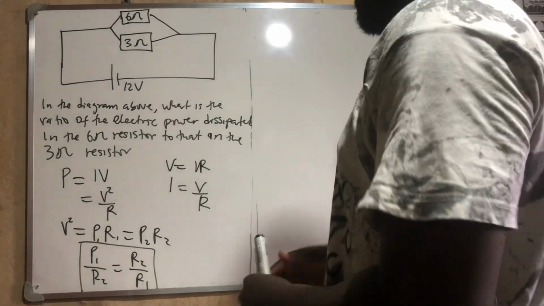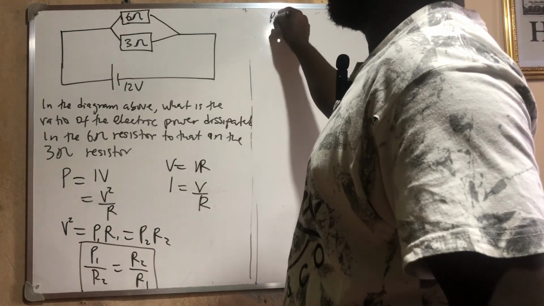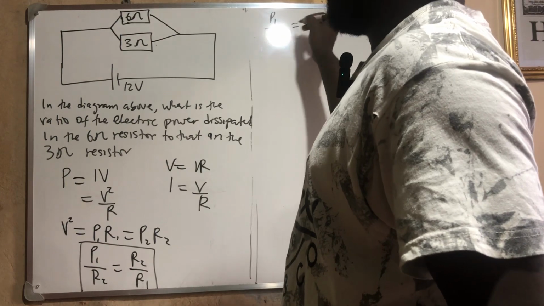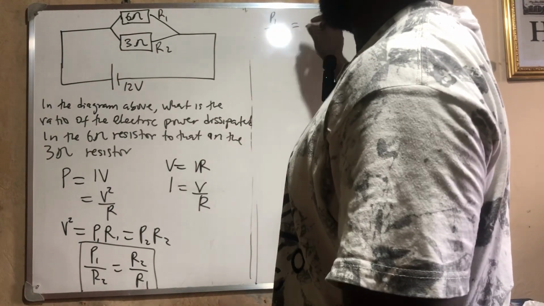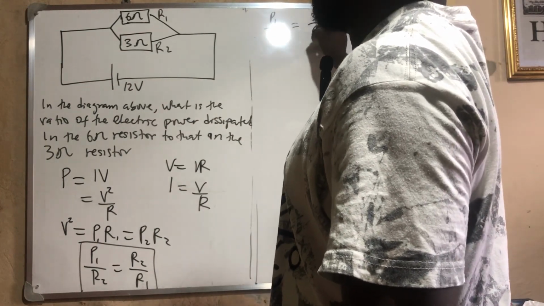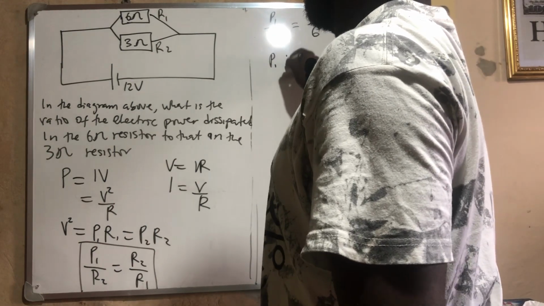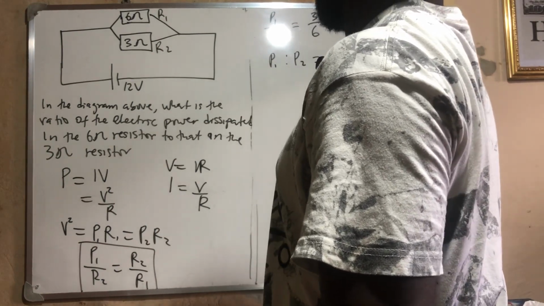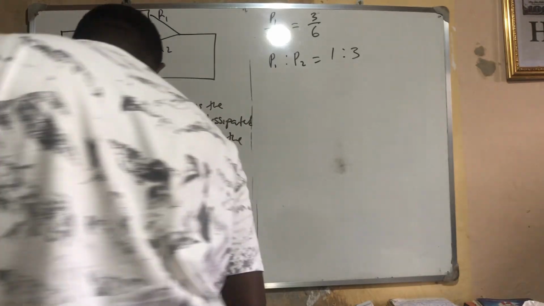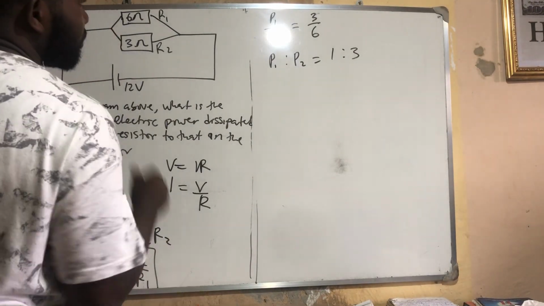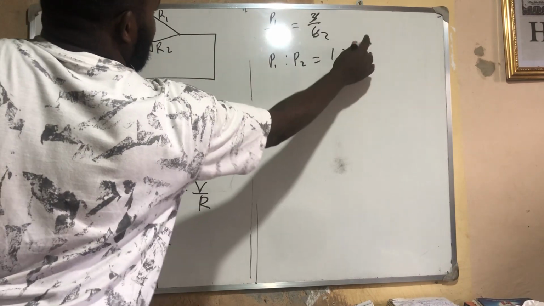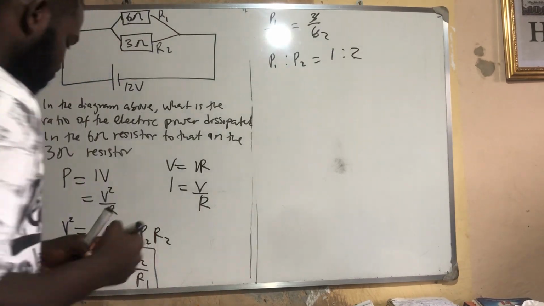So we now have the ratio. P1 over P2 will now be what? Let me call this R1 and R2. So it will now be 3 over 6. So P1 is to P2 is equal to 1 is to 2.